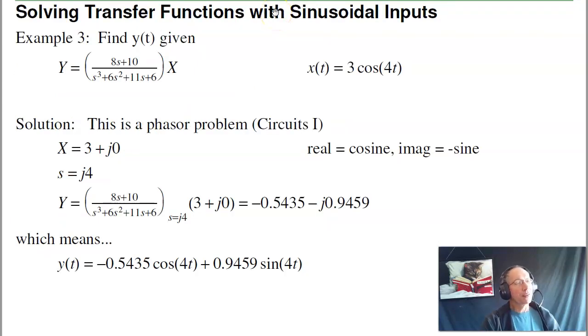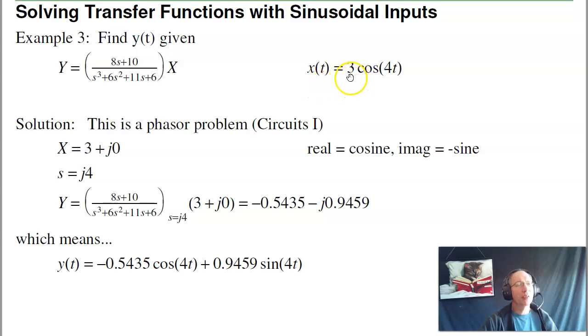Given a transfer function, there's a couple ways to solve for the output. It depends upon what the input is. This is true for all s. If I have a specific input, like x of t is 3 cosine 4t, then I can solve. This actually is not a differential or calculus problem. This is a phasor problem. In phasors, since this is true for all time, the output is also a sine wave. The frequency will also be 4 radians per second. What I need to know is how much is cosine, how much is sine.